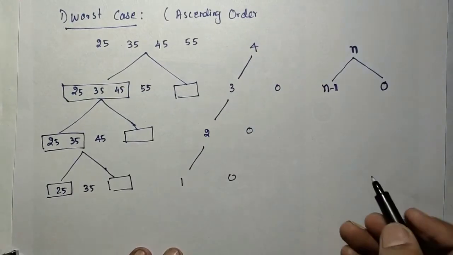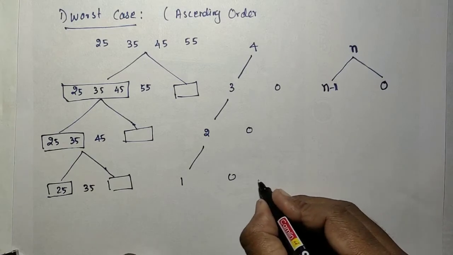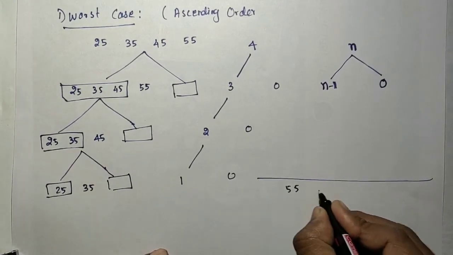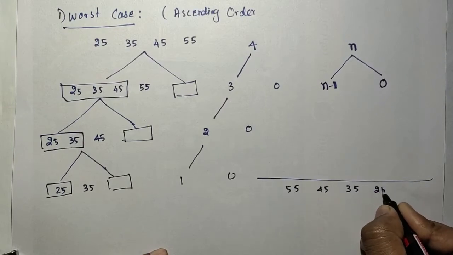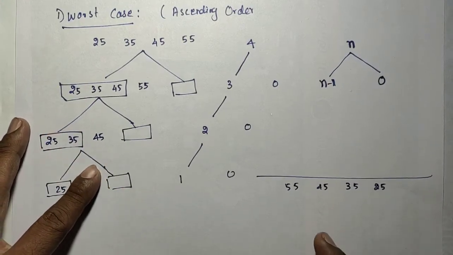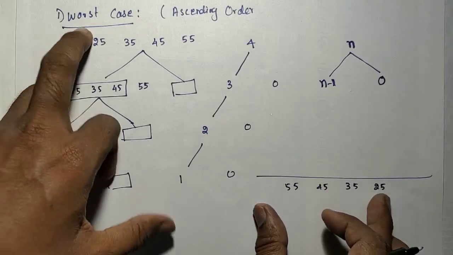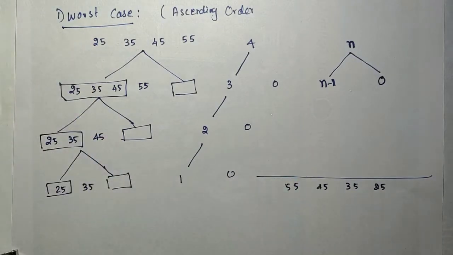Okay. So next you consider the second type of that input. That is, if you are considering this reverse case, 55, 45 and then 35 and 25. So if that input is completely in reverse order, that is the descending order, whether is it the worst case, best case? This is also the worst case input. It means that in this case also we will get the maximum time complexity.